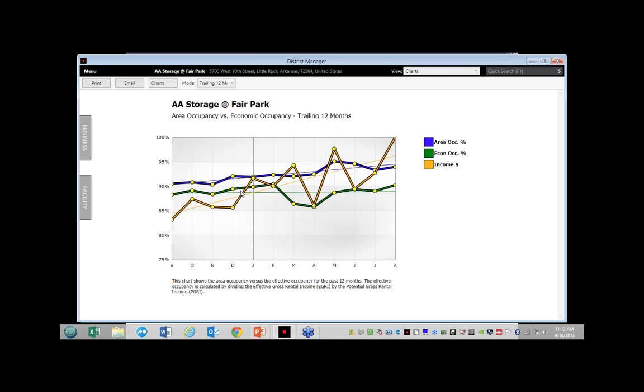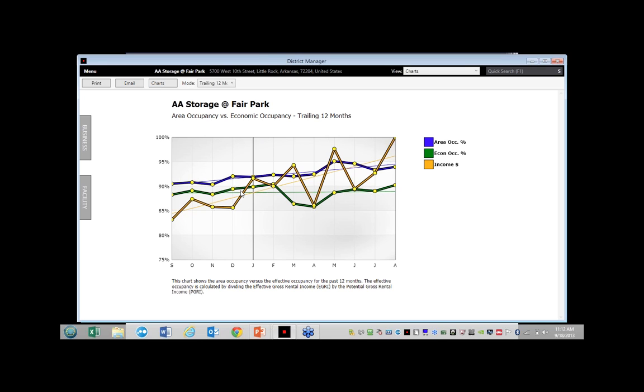What I want to discuss first is the difference between the blue line and the green line. The area occupancy versus economic occupancy, many of you are probably familiar with that, but the distance between the two represents the spread of things that are given away at the store location, whether it be concessions, discounts, employee theft, any of the things that lower the actual occupancy economically versus the actual physical occupancy. So it's an important trend to watch those two.